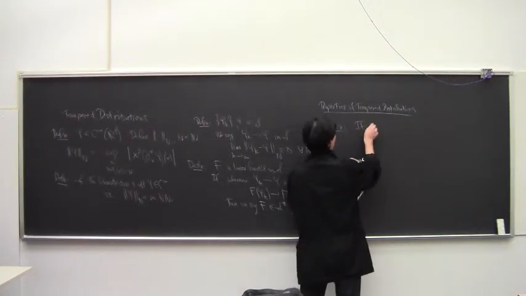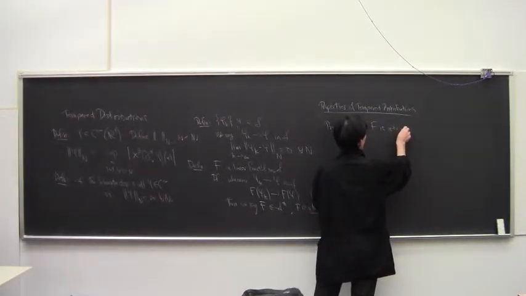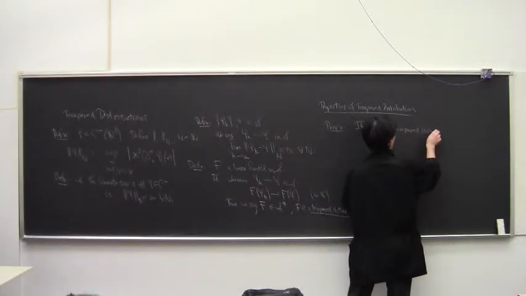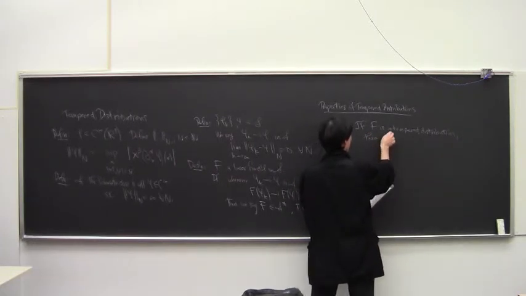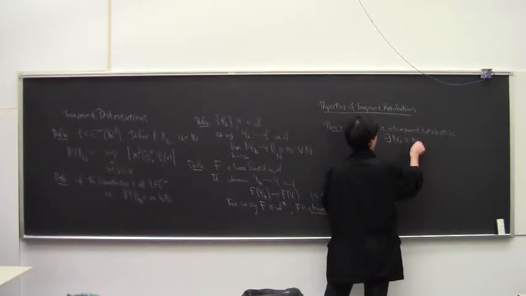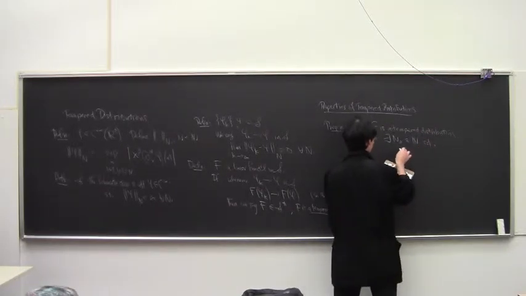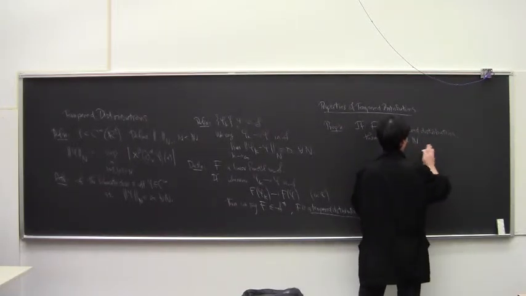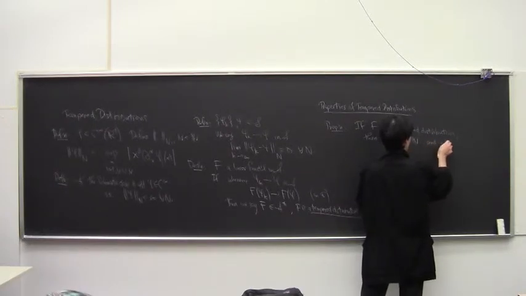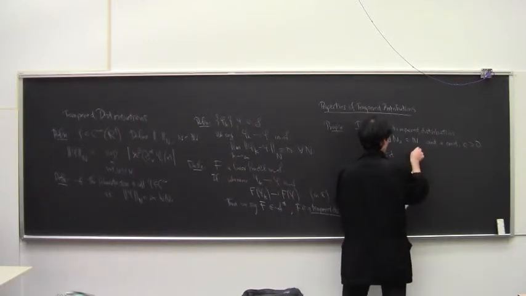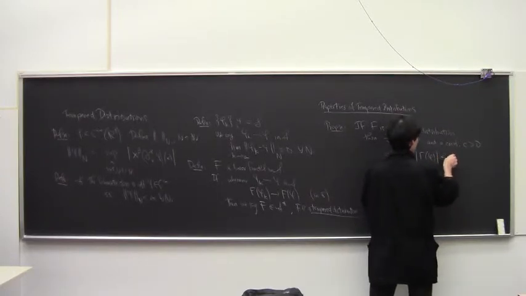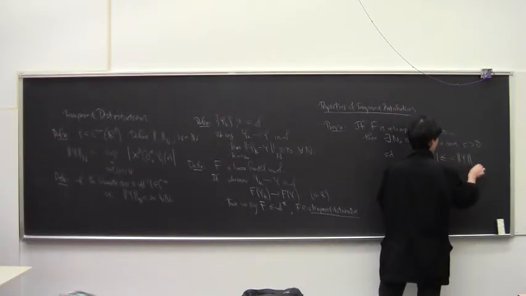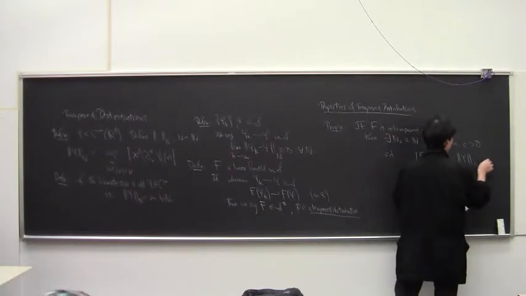So if f is a tempered distribution, then in fact there exists some n naught and a constant c such that f of phi is less than or equal to c times the n naught norm of phi, for all phi in S.